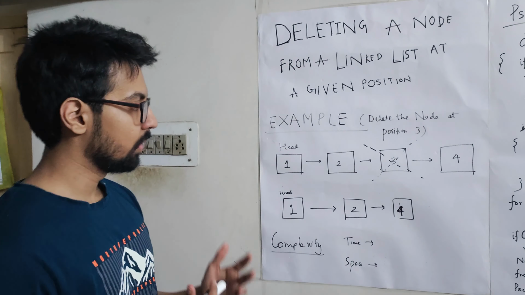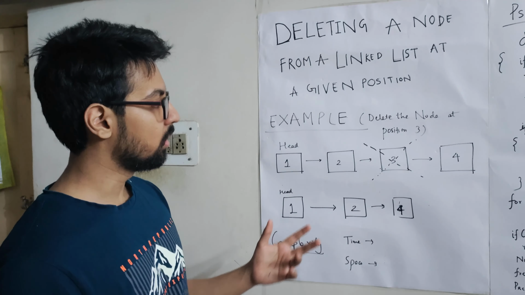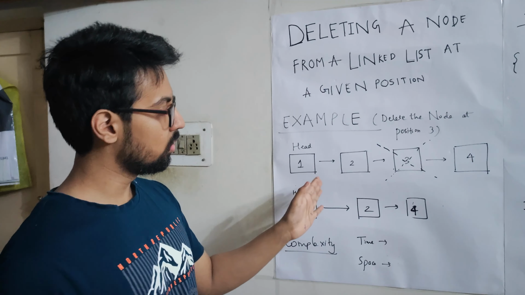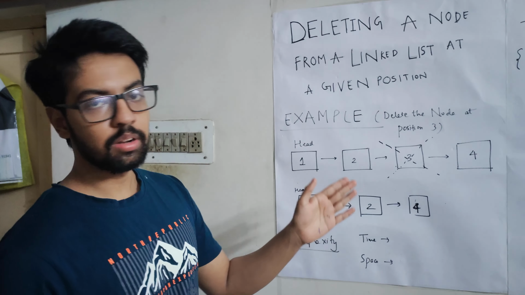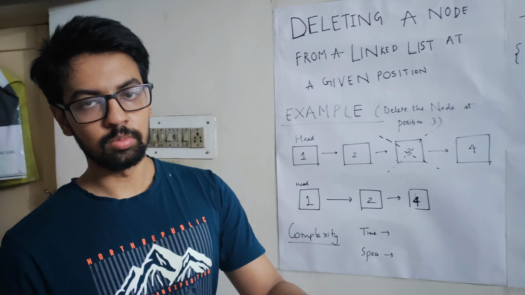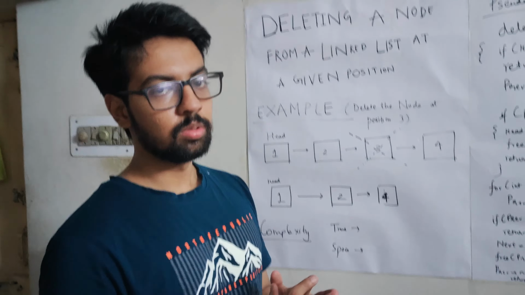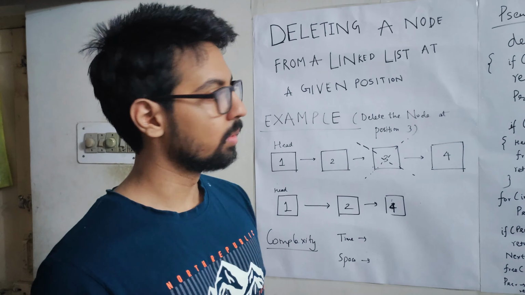In order to do that, we need to keep a track of two things. We need to keep a track of the node previous to the node to be deleted, and we need to keep a track of the node next to the node to be deleted. I'll elaborate on this. I'll try to explain this with pseudocode.